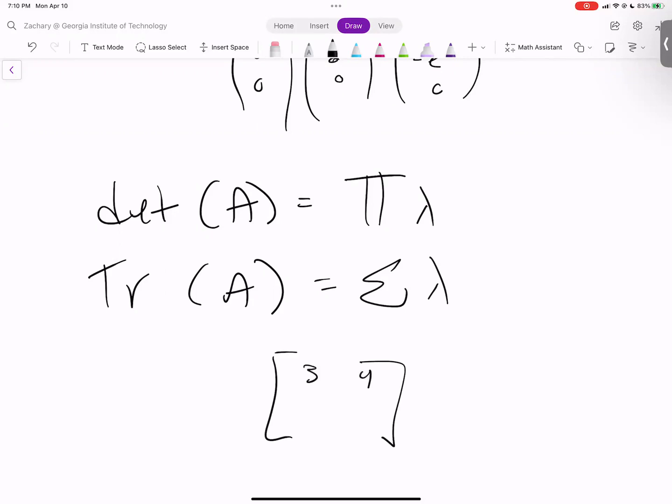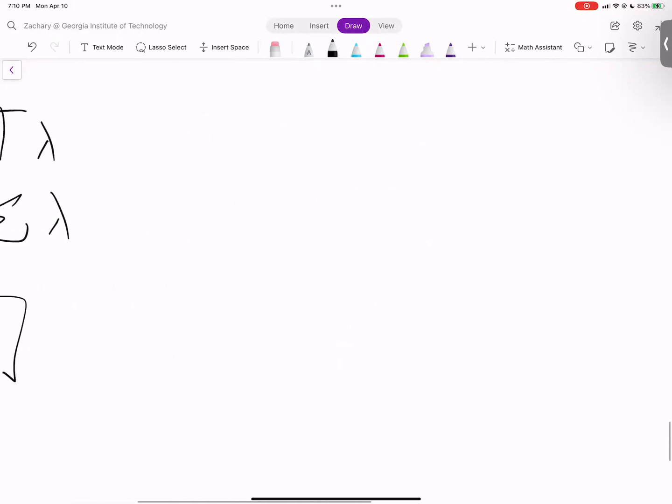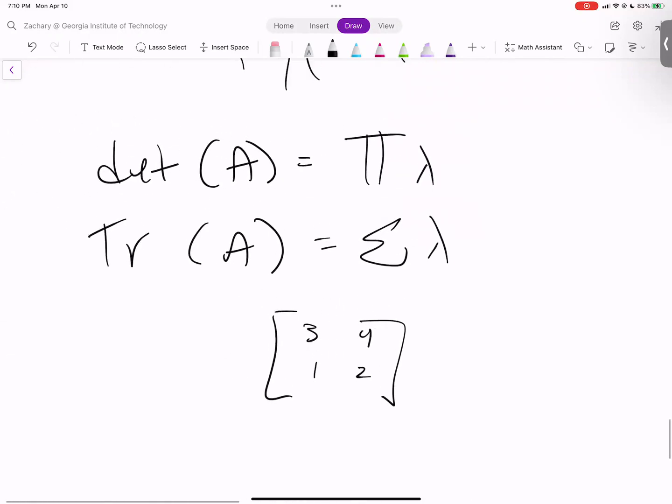So I have a matrix that looks like 3, 4, 1, 2, okay? What's my trace here? My trace is the sum of your main diagonal, 3 plus 2, 5. The trace is the sum of these two, okay, which is equal to the sum of 2 other numbers, the lambdas.